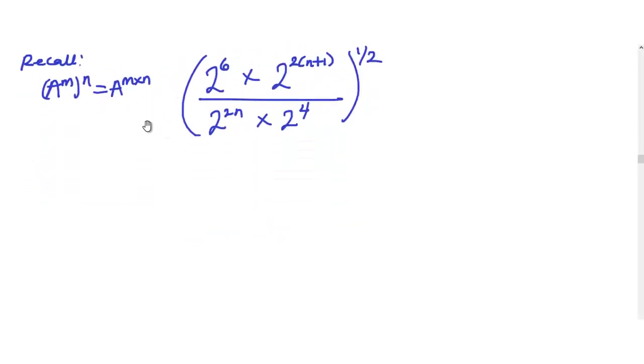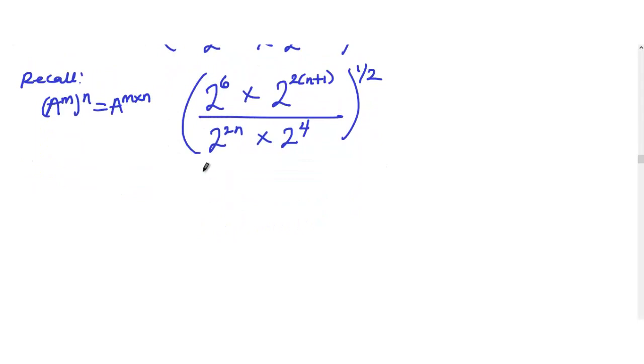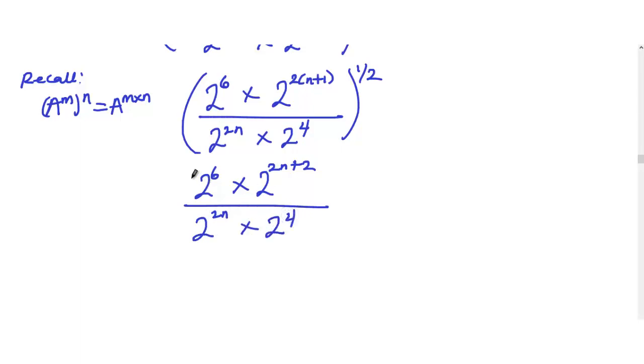So the next thing we do is we reduce. We have 2 raised to the power 6, then times 2 raised to the power 2 times n, that is 2n, then 2 times 1, that is plus 2. Then everything divided by 2 raised to the power of 2n, right? Times 2 raised to the power 4. Then raised to the power half. So I've been able to reduce to its least possible base.